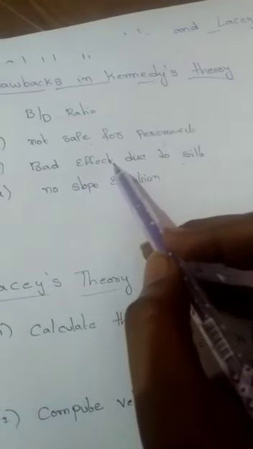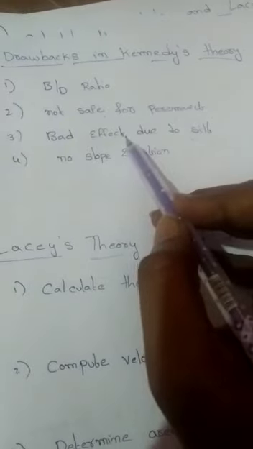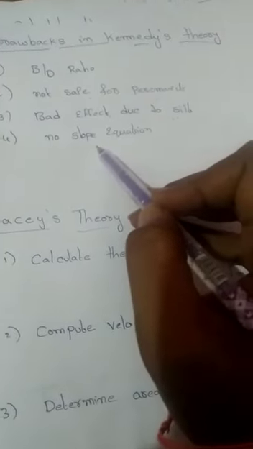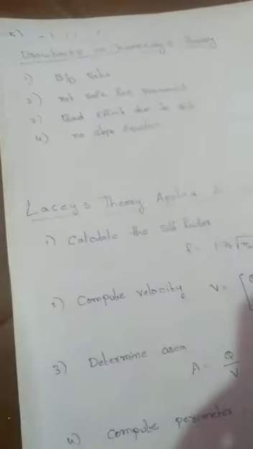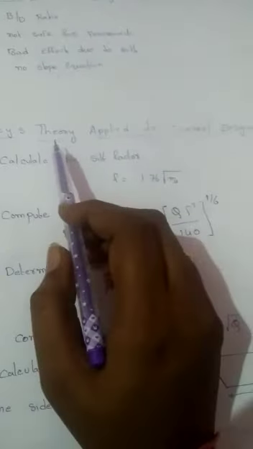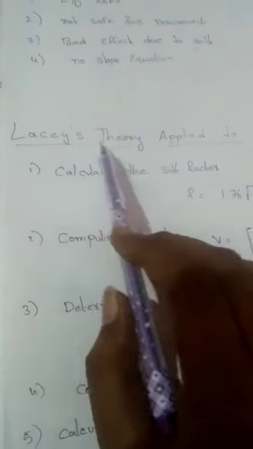At the same time, silt factor will not be declared. At the same time, he will also not give the slope equation. So this is about Kennedy's theory. So next, another method of design of channels is nothing but Lacey's theory.